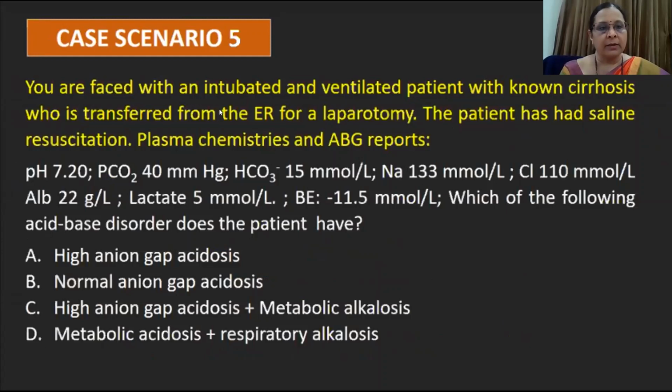You're faced with an intubated and ventilated patient with known cirrhosis transferred to the emergency room for laparotomy. He's had saline resuscitation. A lot of numbers here. I hope it's not too difficult for you. I need to know what kind of acidosis. pH is 7.2, we know that is acidosis. PCO2 is normal, so we know it is metabolic acidosis. Bicarbonate is 15 millimoles per liter. Sodium is given, chloride is given, albumin is given, lactate is given, base excess is also given. Which of the following acid-base disorders does the patient have? Srimukhi?